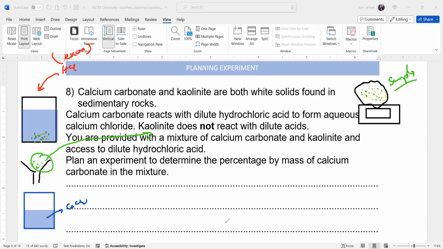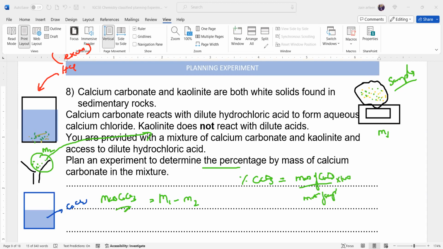How do we know the mass of the calcium carbonate? We measure the total mass here, and we measure the mass of the residue after drying it. So the total mass minus the mass of the residue will give us the mass of calcium carbonate. But we need the percentage, as the question is to plan an experiment to determine the percentage. The percentage of calcium carbonate will be the mass of calcium carbonate divided by the mass of the sample, multiplied by 100. Okay, this is the experimental procedure.